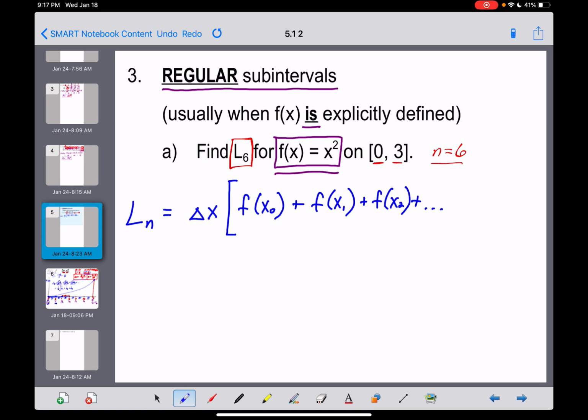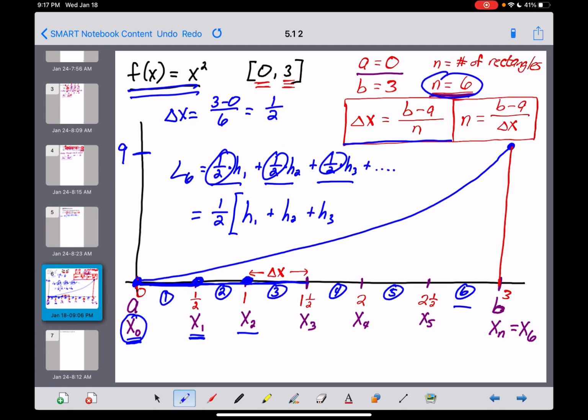So the question now is, how far do we go? Well, if we take a look right here, the last subinterval is going to be this one right over here. And the right endpoint of that last subinterval is your b value, or x sub n. But what we want right here is the left endpoint of that subinterval. And its height is evaluated in this example by f of x5.